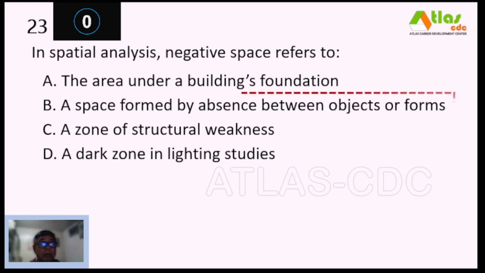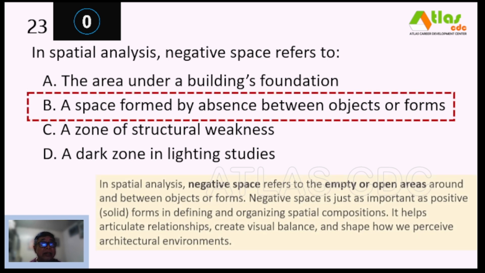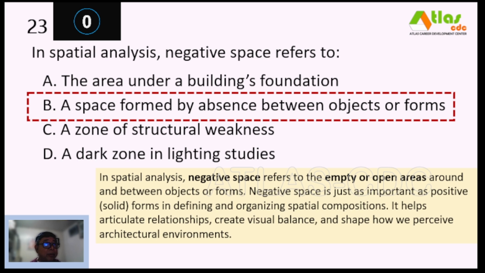And our correct answer is letter B, a space formed by absence between objects or forms. So in spatial analysis, negative space refers to the empty or open areas around and between objects or forms. Negative space is just as important as positive solid forms in defining and organizing spatial compositions. It helps articulate relationships, create visual balance, and shape how we perceive architectural environments.